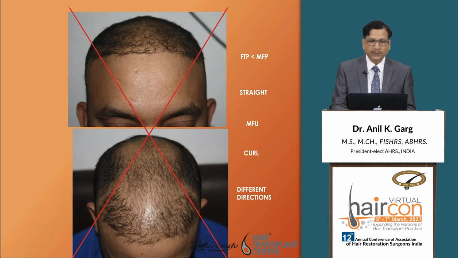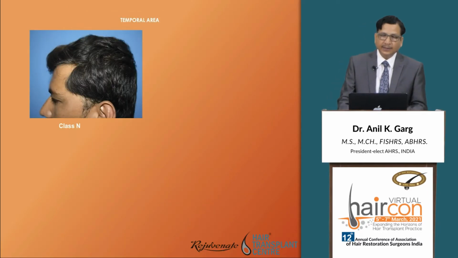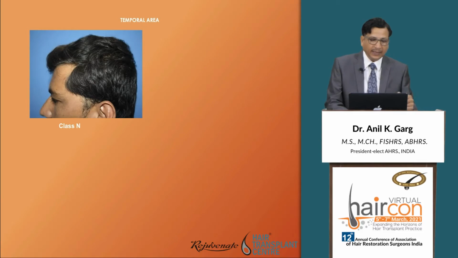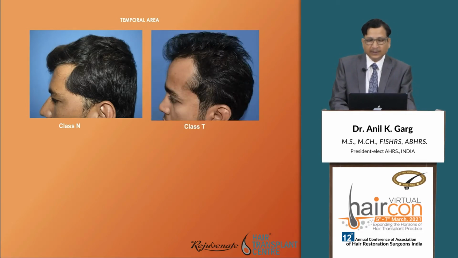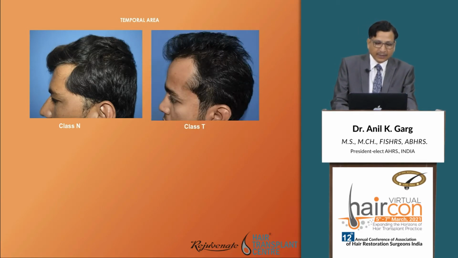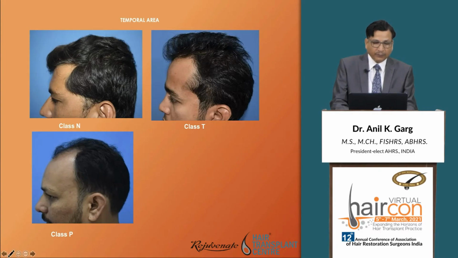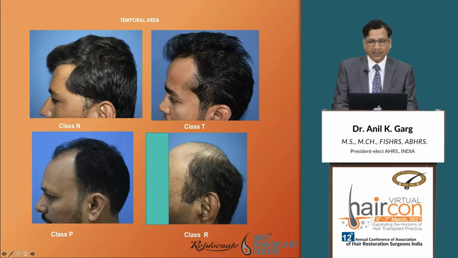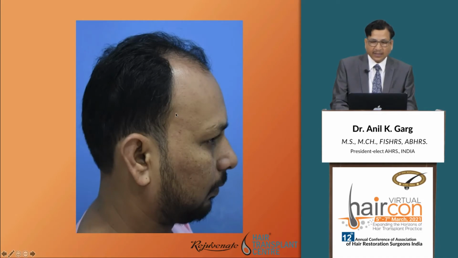So don't do this. Now the temporal area classification: class N is the normal, then there is a thinning T class, then the temporal fringe can be in a vertical line to the sideburn, so it is P class, and further receding makes the class R. In the last, P and R class, they need reconstruction, and T needs medical management. So let's see this class.